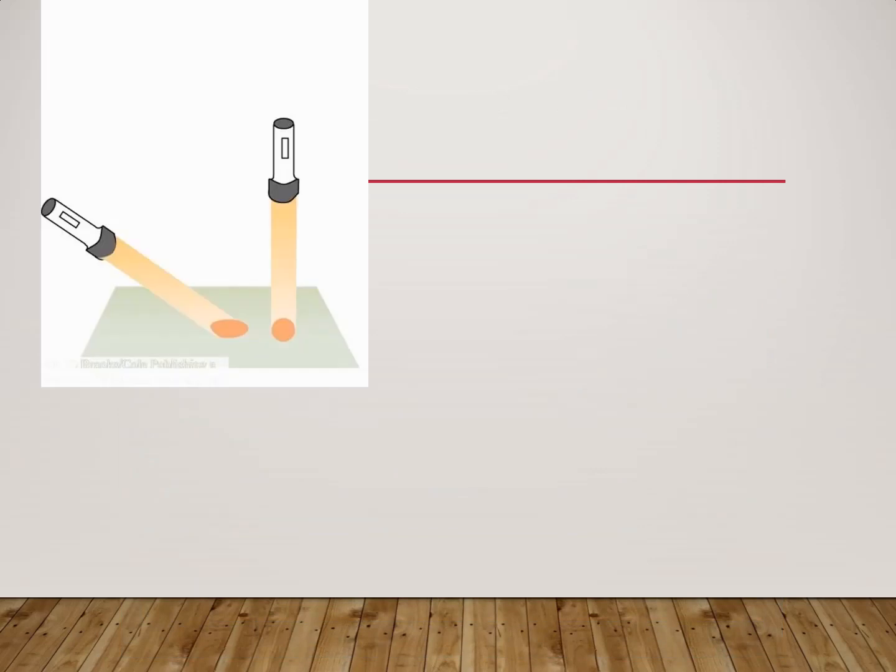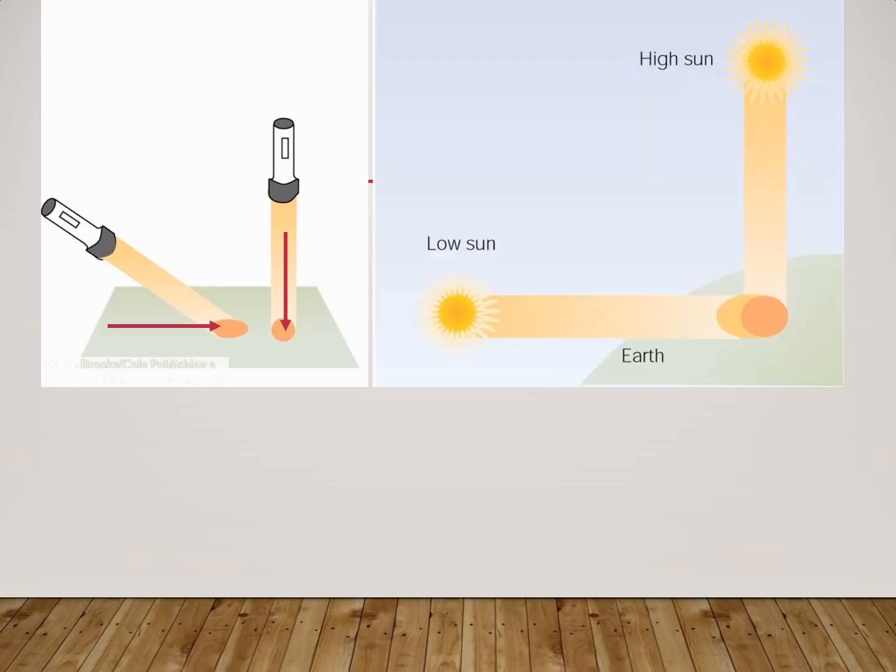Let's look at how the insolation received by the earth is different in many different ways. If you look at this picture where a torchlight is shining on a surface, you will be able to see that if the light reaches the earth's surface at an angle, it is distributed over a larger area. Whereas if the light falls vertically on the surface, its shadow does not cover a very large area. It is focused and concentrated on a very small area. This is what happens when the insolation reaches the earth.